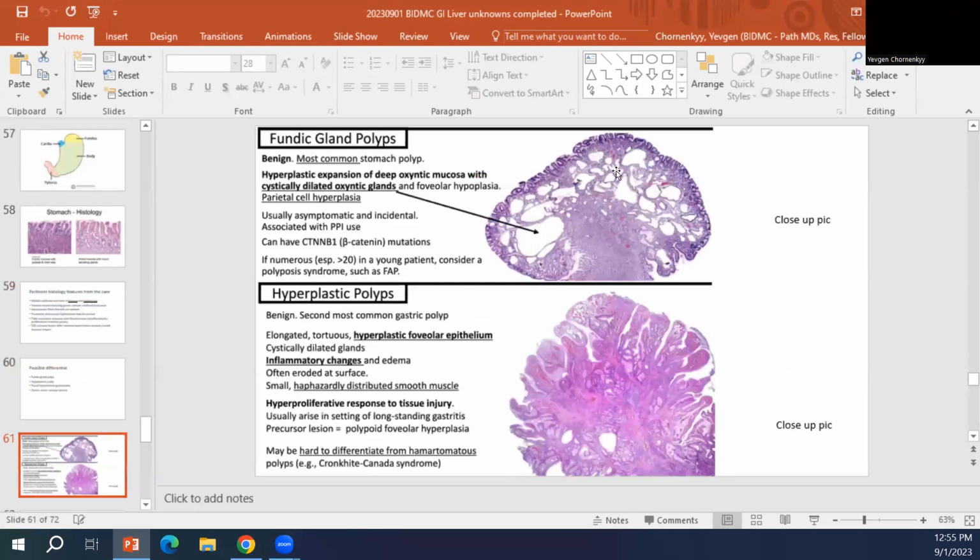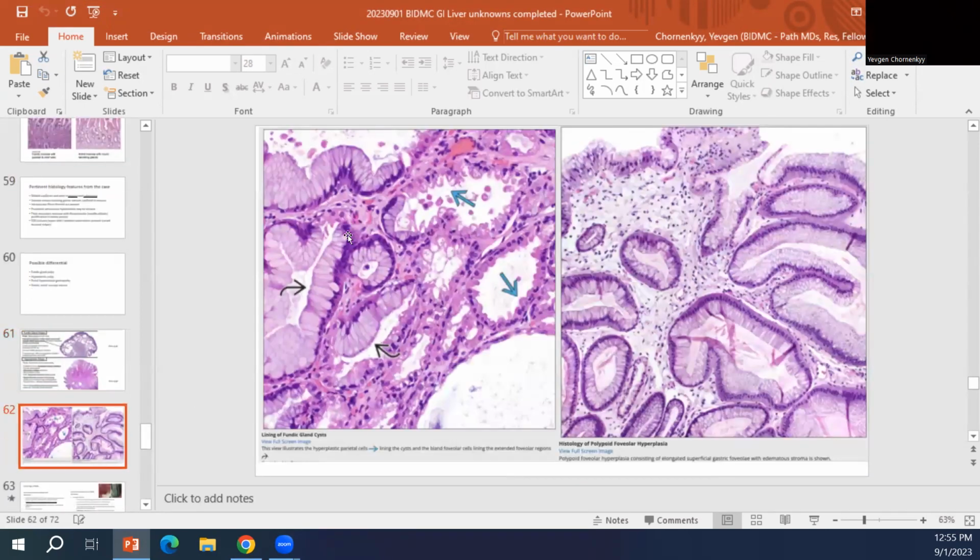Very briefly, this is all from Kurt's notes. Fundic gland polyps look more polypoid. They have parietal cells over here. Hyperplastic polyps are more hyperplastic. The close-up pictures are a little better for this, because in fundic gland polyps, since they're in the fundus, you're seeing more parietal cells and dilatation. And in hyperplastic polyps, you're seeing more growth-related changes, like more glands.